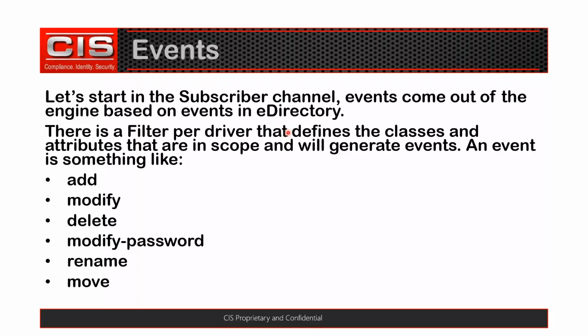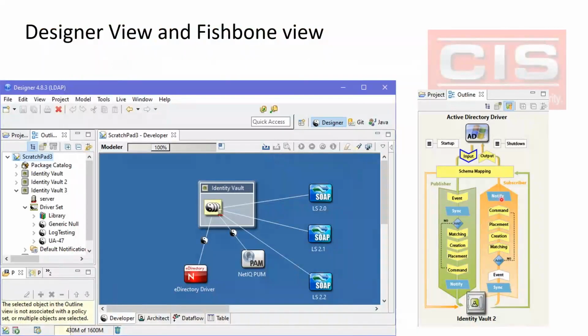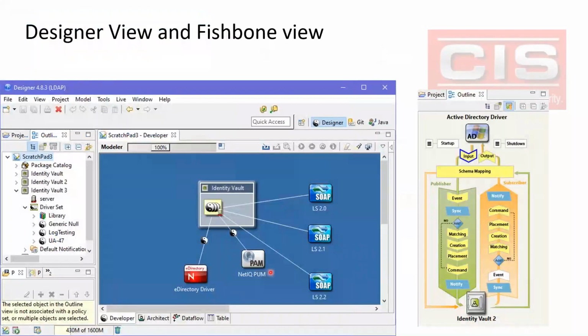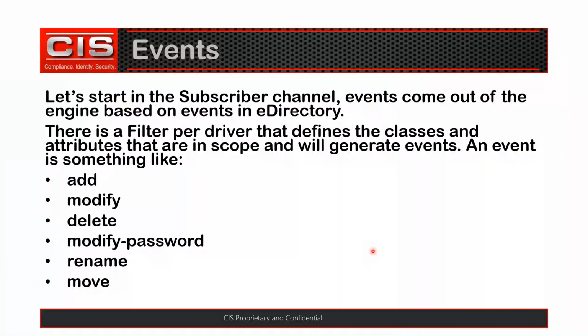So let's use an example that starts in the subscriber channel. The events come out of the engine based on something happening in eDirectory. We have a filter, which is represented here, notify and sync. This is actually one thing represented in 4 places. And it is right here and here in iManager. Designer at least got a little more subtle to point out there is actually a thing that happens in this notify step that iManager didn't. So that was nice. And so something happens to an object whose class and attribute is in the filter.